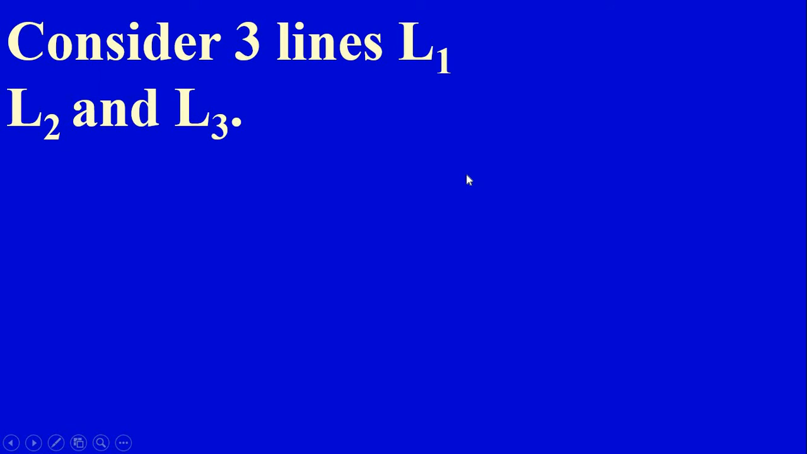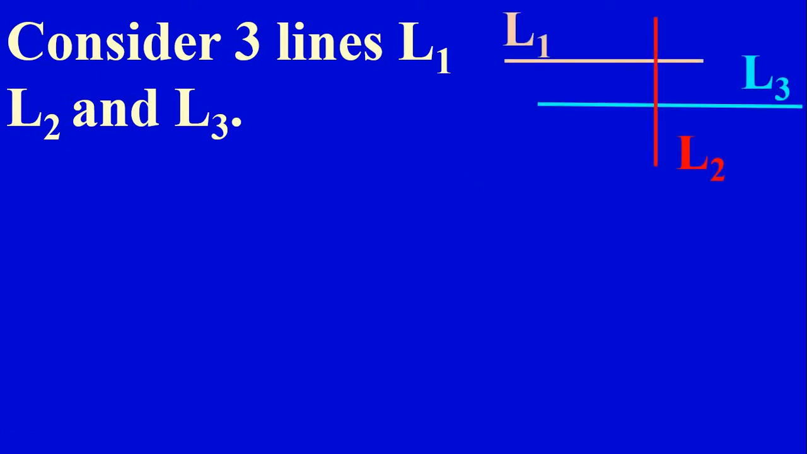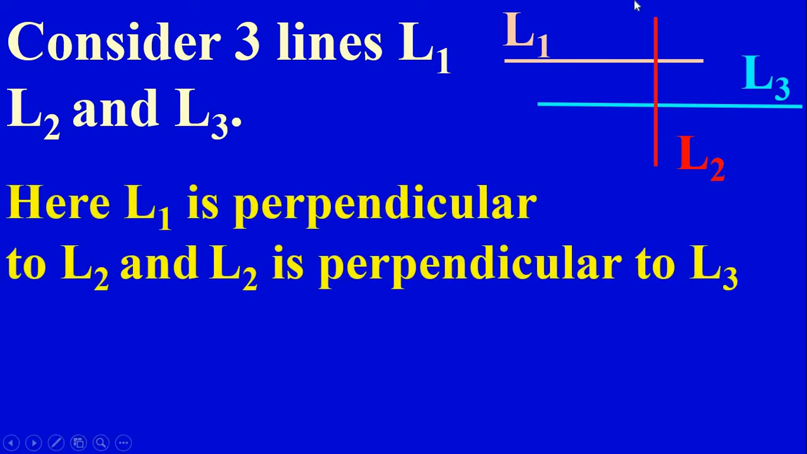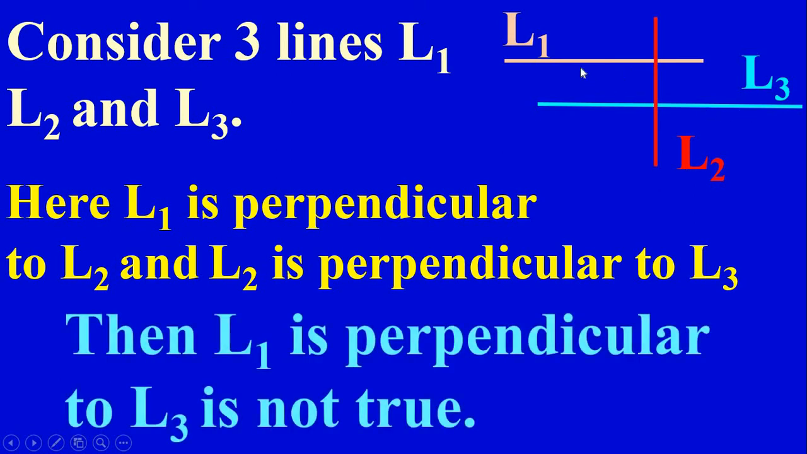Consider three lines L1, L2 and L3. Here L1 is perpendicular to L2, and L2 is perpendicular to L3. So L1 is related to L2 by the relation perpendicular, and L2 is related to L3 by the relation perpendicular. But consider L1 and L3, they are not perpendicular. L1 and L3 are parallel here.